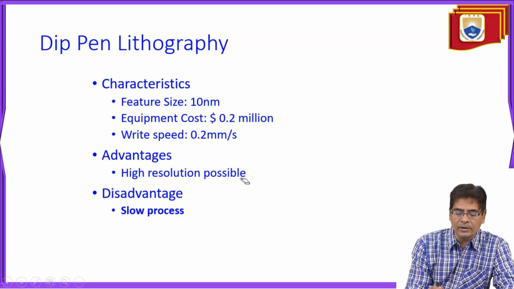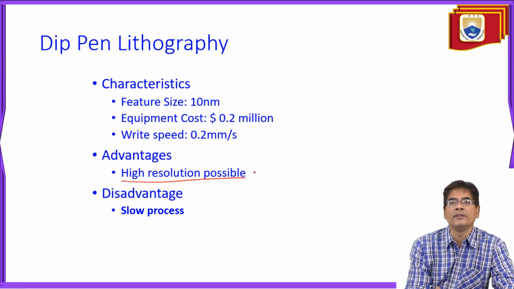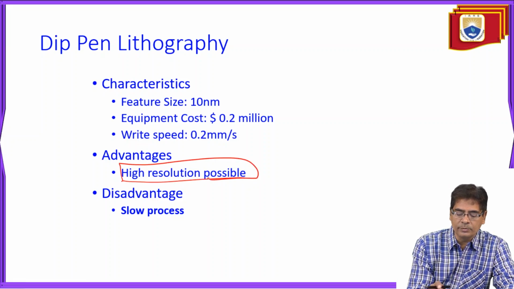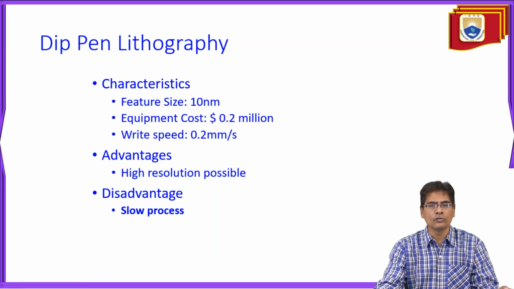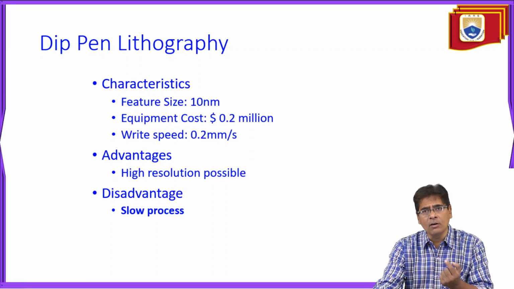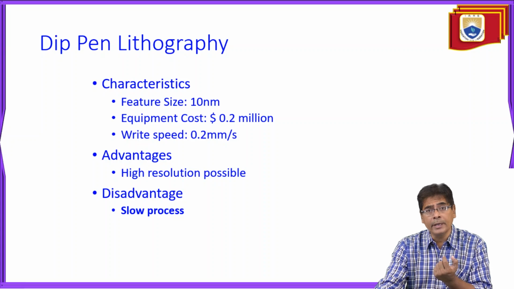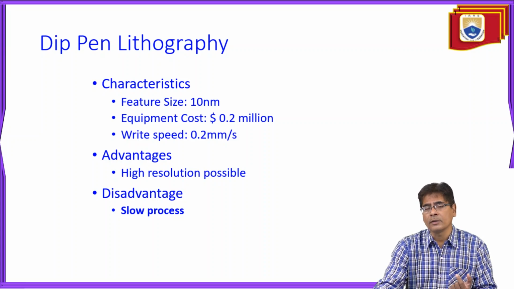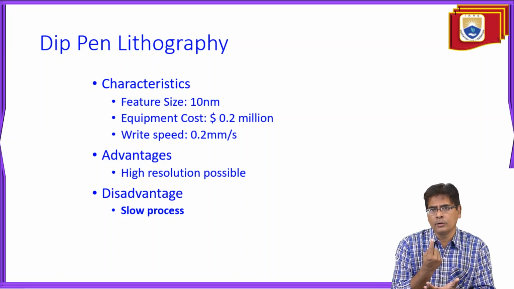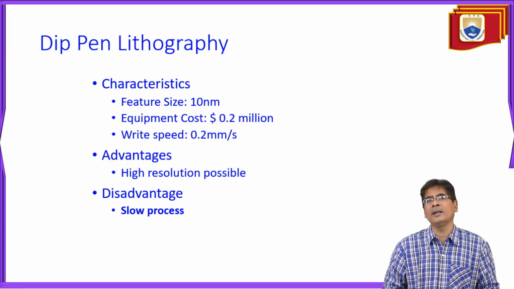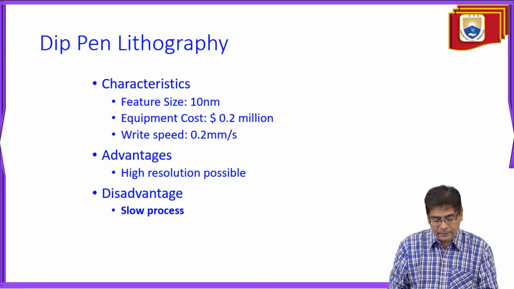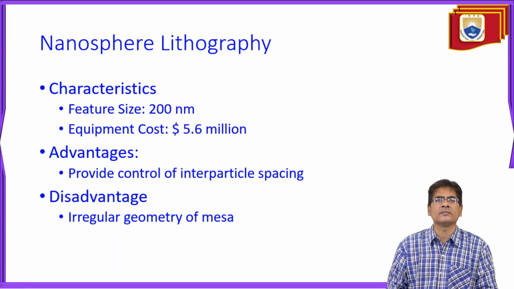The advantage is that high resolution is possible. The disadvantage is that it is a slow process. Of course, all lithography techniques are slow processes, because writing or patterning on a substrate takes a long time. Writing a pattern on any substrate is not a simple or very fast thing. So this is the disadvantage common to all types of lithography techniques: it is a slow process.